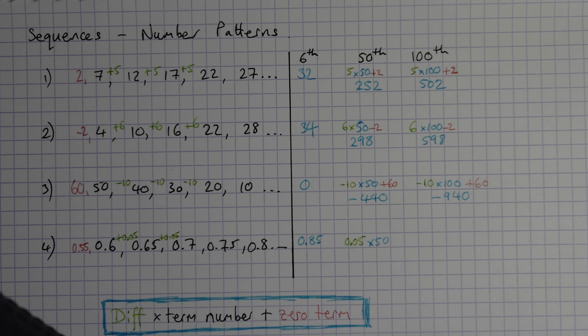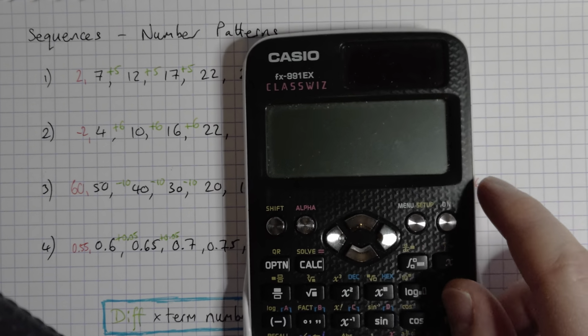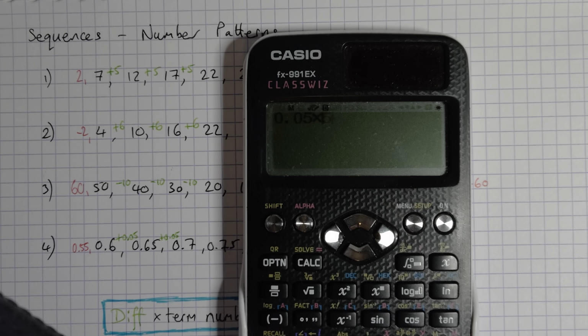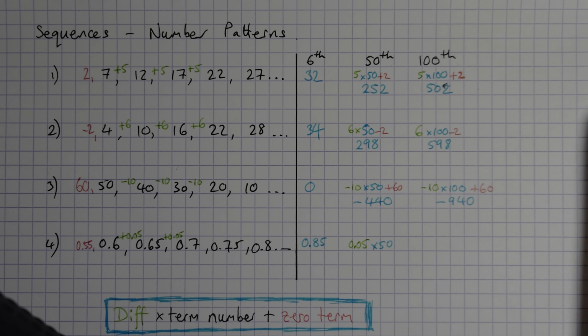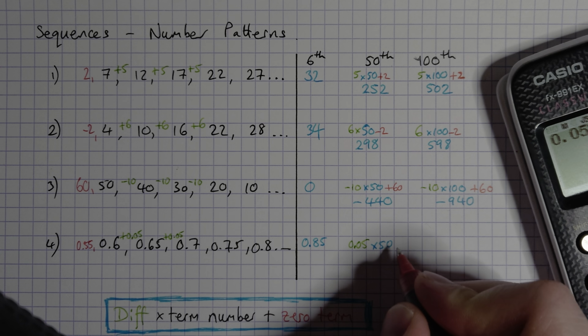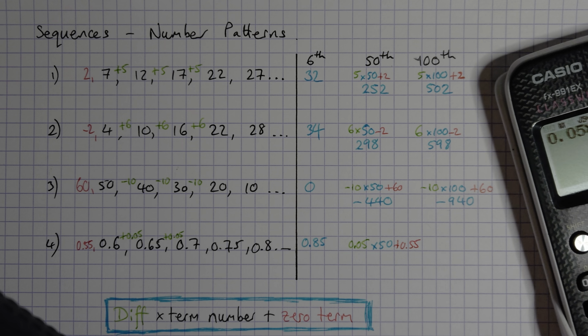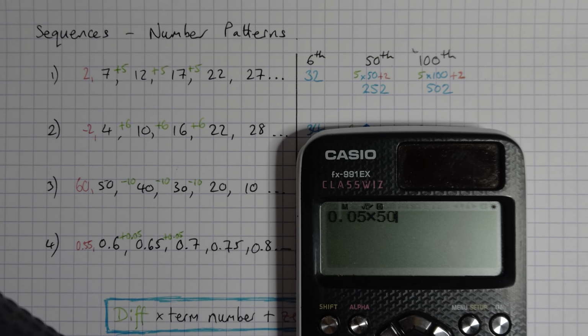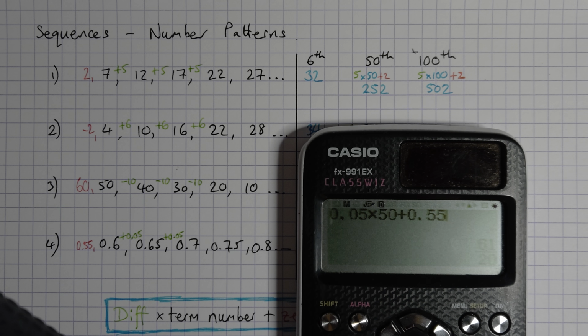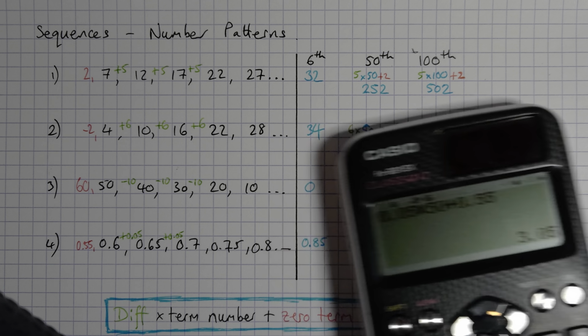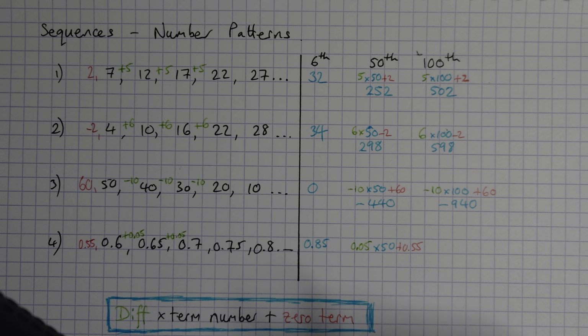Maybe I will use a calculator for this one, but I'll see if I can do it in my head first. Okay, let's use a calculator for this one. So 0.05 times 50. I need the 0 term still, don't I? The 0 term was 0.55. So just check you can see that on the screen. Yep. So that was the difference times the term number, add on the 0 term. So it comes out as 3.05. The 50th term is 3.05.